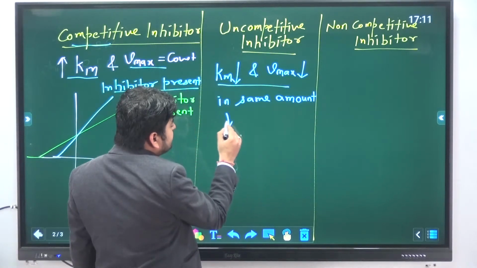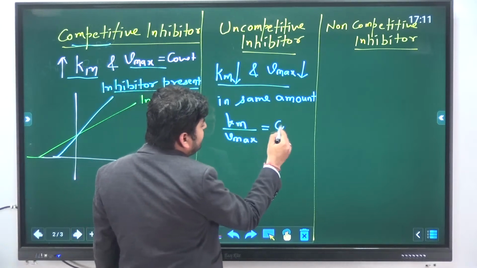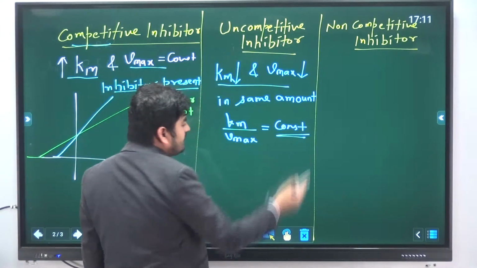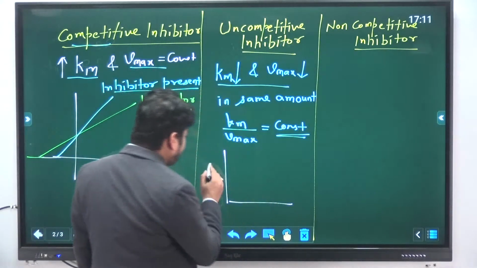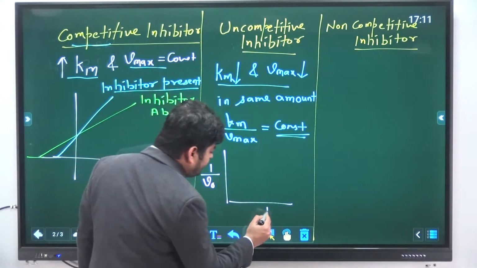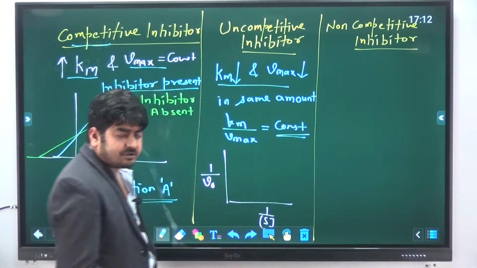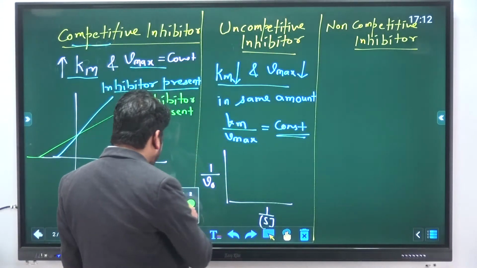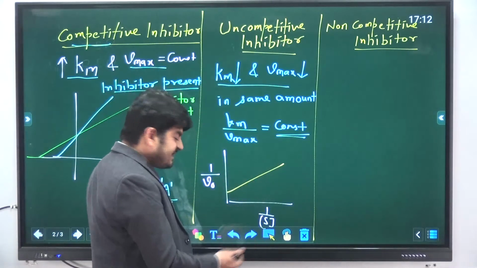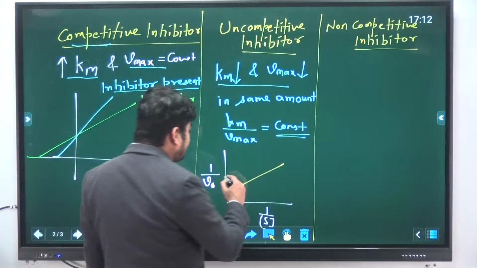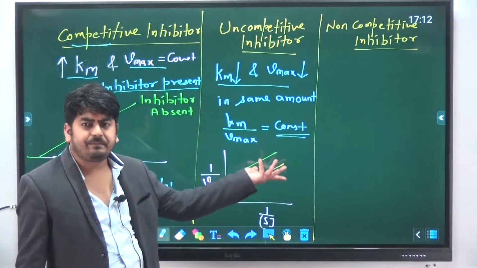Which means the ratio of Km over Vmax will remain constant. So if you talk about the LB plot between 1 over V naught and 1 over S, the concentration of S, before the inhibitor it was one curve, and after the inhibitor this will be the curve. It will remain parallel. The slope will remain parallel.